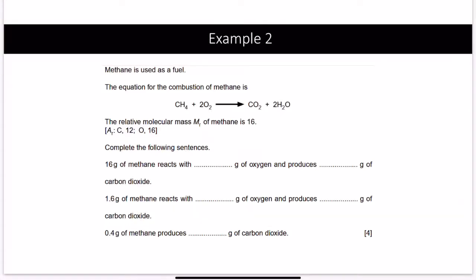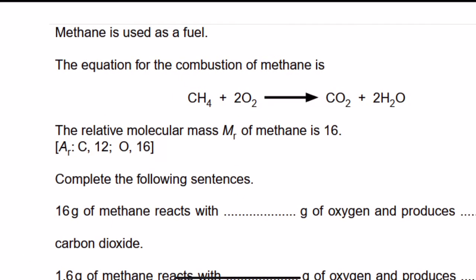Alright everyone, let's go to example number 2 of calculating reacting masses. So here you have methane. Methane is used as a fuel. Here they give you the balanced chemical equation. This CH4 is methane, O2 is the oxygen gas, CO2 is your carbon dioxide gas, and lastly H2O is water. This 2 is just the number to balance the equation.